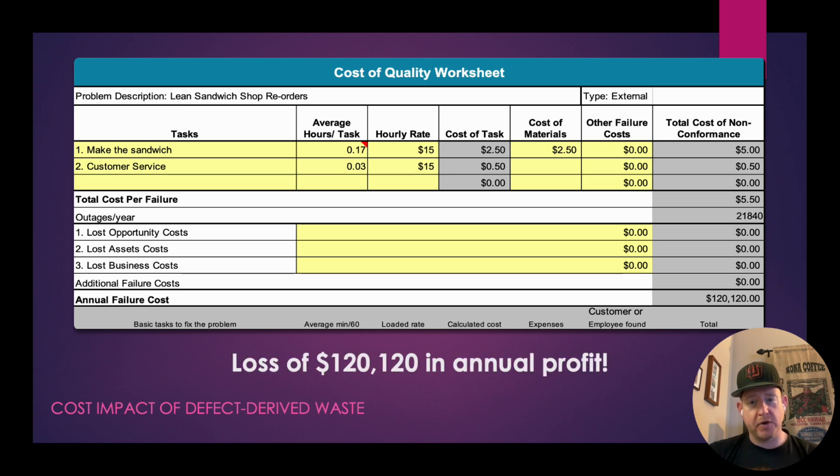Using the cost of quality worksheet, we can see how all those scrap sandwiches add up to about a $120,000 hit to profitability annually. That's 120K that is definitely not going to things like jet skis and new locations of Lean Sandwich Shop.